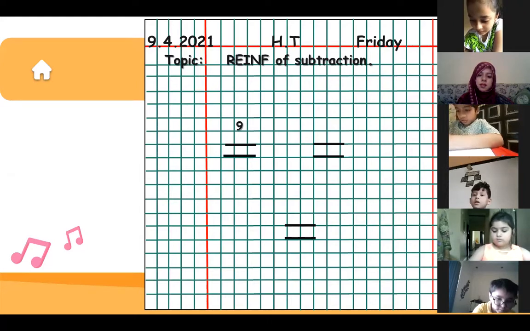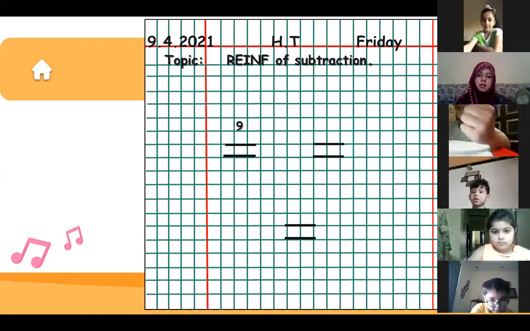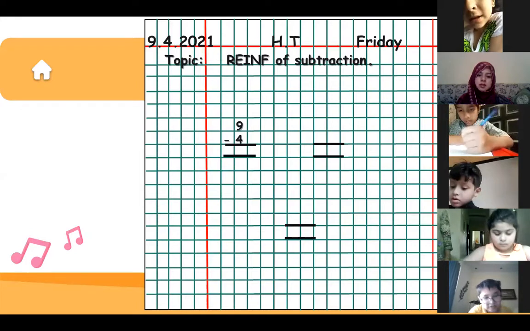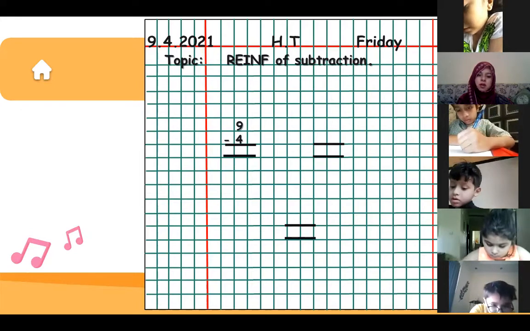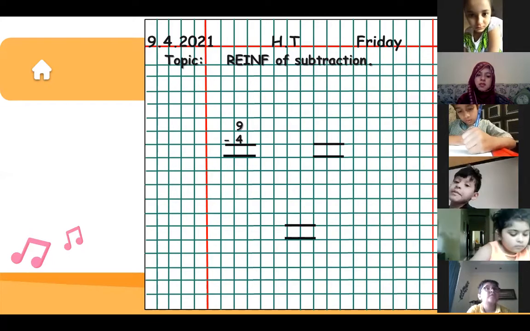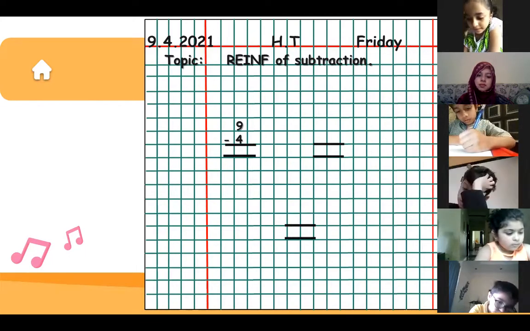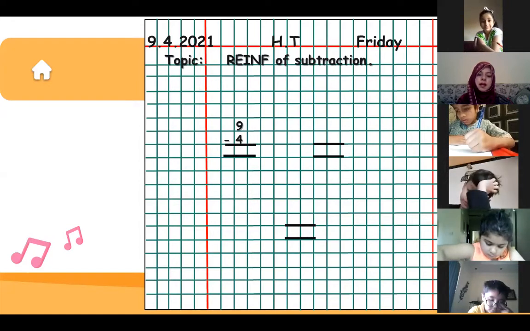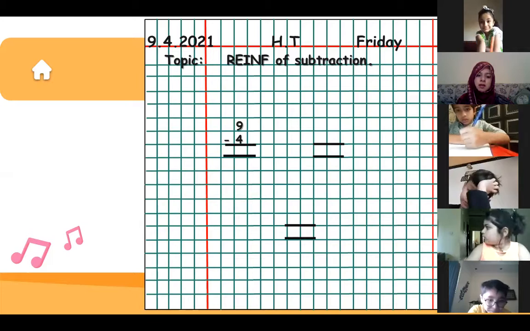Minus. Yes, let's see how many numbers you have to minus. Then the sign of minus in a separate block, okay? Then 4. 9 minus 4. So now what do you have to do? You have to make 9 lines with number 9.